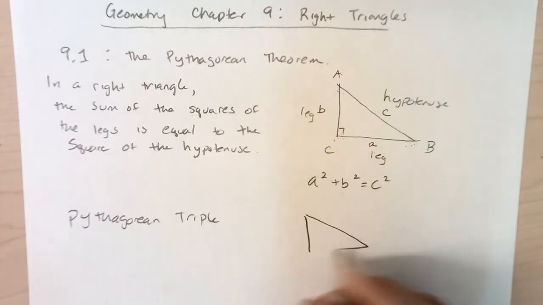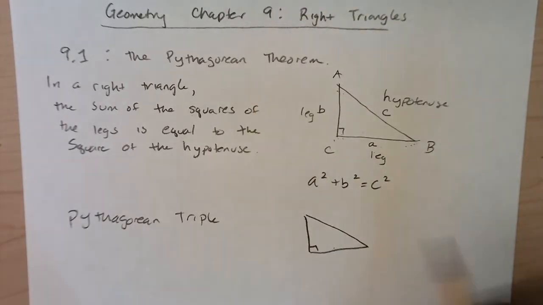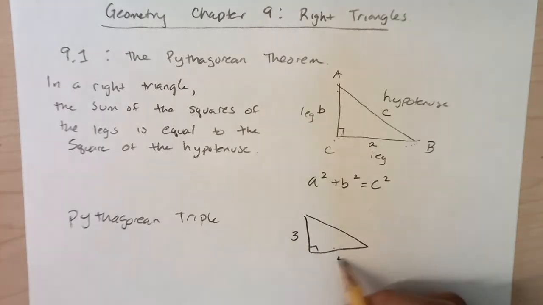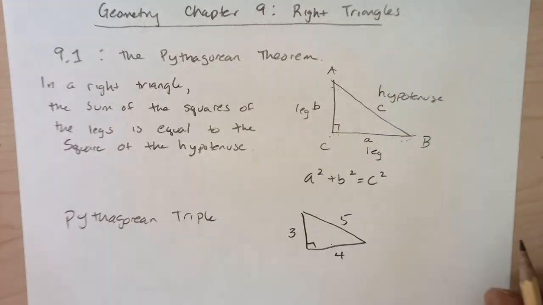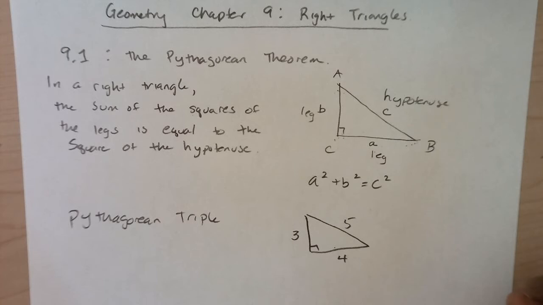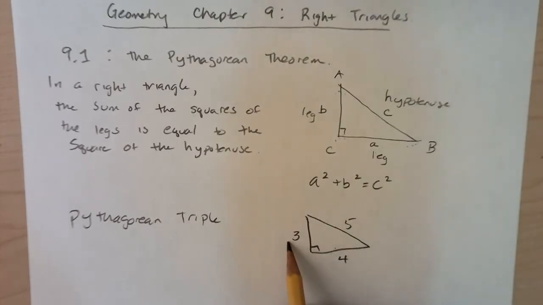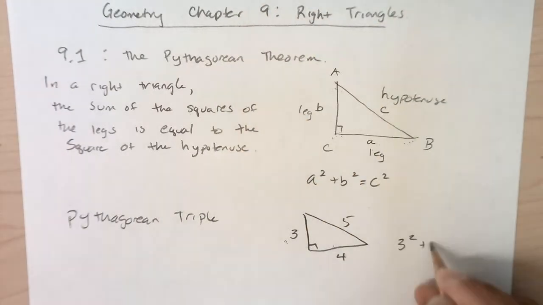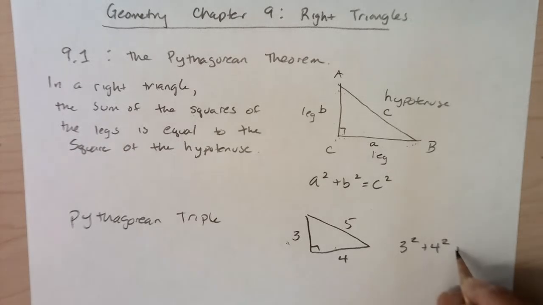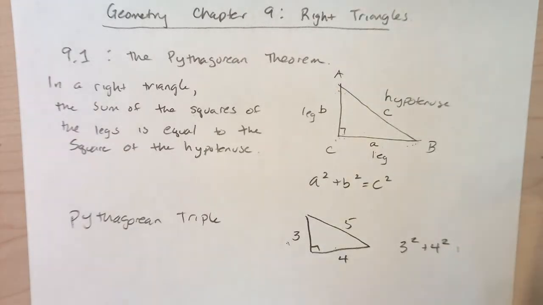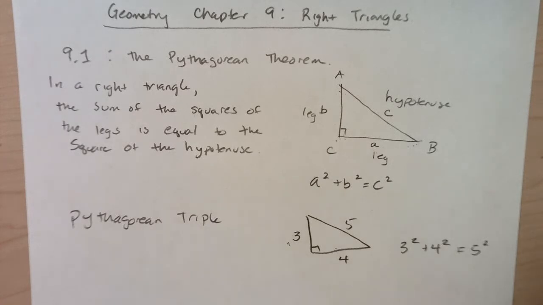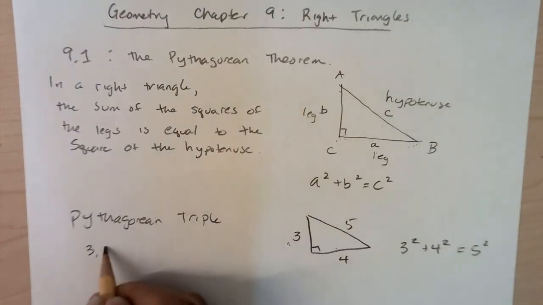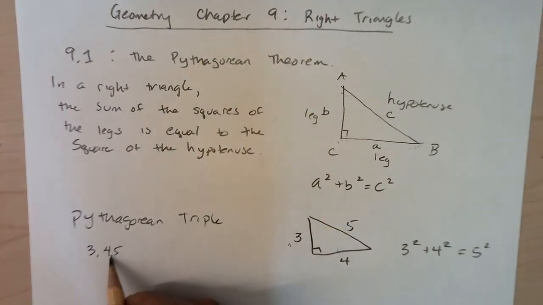For example, probably the most common or the most well-known Pythagorean triple is 3, 4, and 5. The reason why 3, 4, and 5 make up a Pythagorean triple is 3 squared, 9, plus 4 squared, 16, is equal to 5 squared, which is 25. Those are three whole numbers that satisfy the Pythagorean theorem. So 3, 4, 5 is a Pythagorean triple.